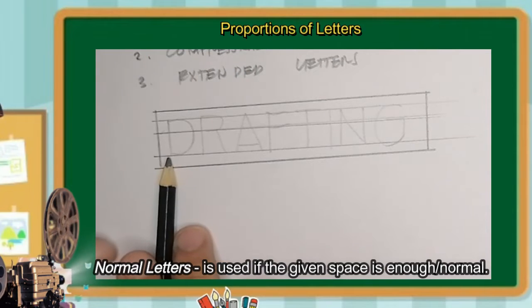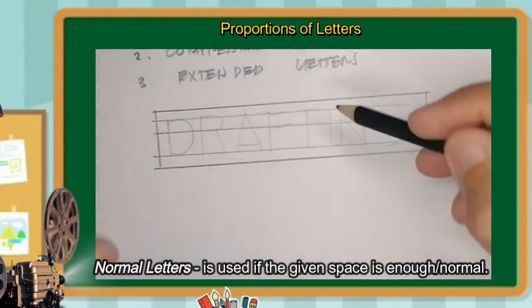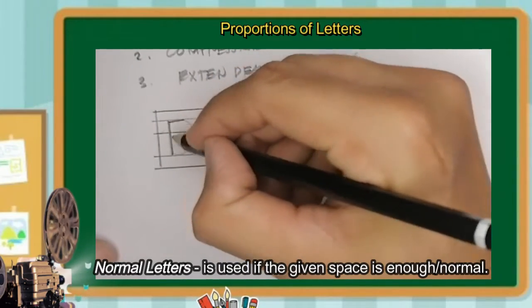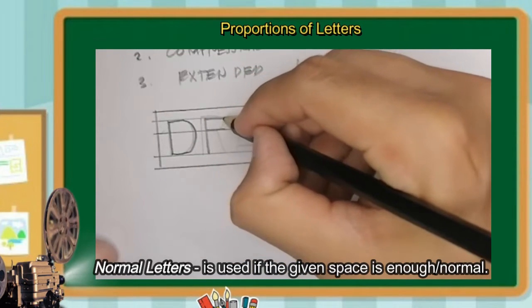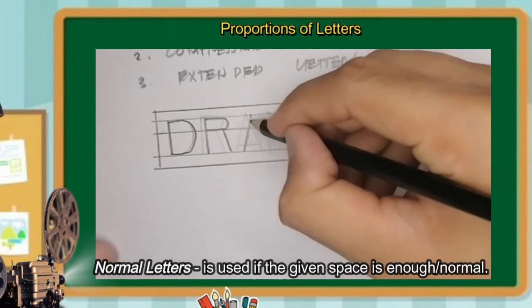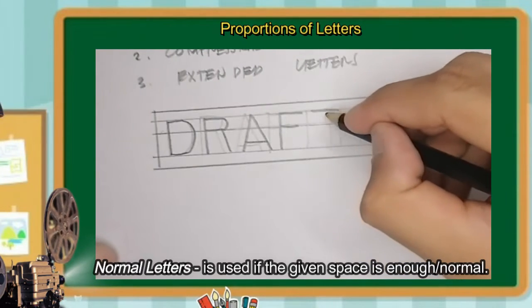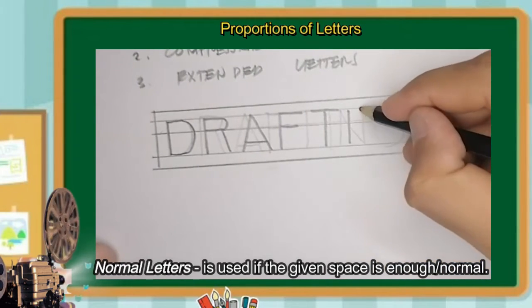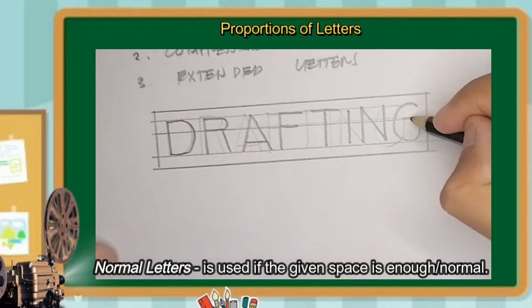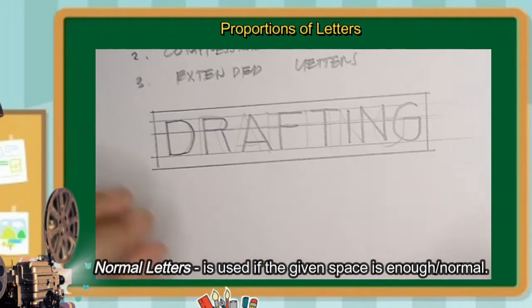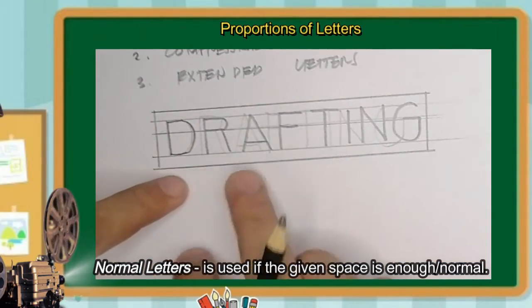So makikita natin with the type of letter na ginamit natin, normal siya. Yan. Example, letter D. So still, this is what we call a normal letter. Hindi tayo nag-extend, hindi tayo nag-adjust, or pinaliit yung mga letters. Letter F. So nag-adjust ako ng konti para mas mag-fit siya. Then we have letter G. Okay. So this is an example of a normal letter, if the given space is enough for the words that you are going to letter.